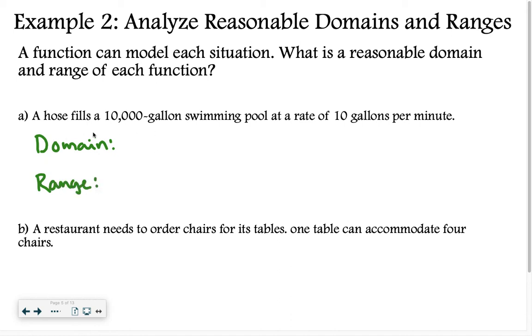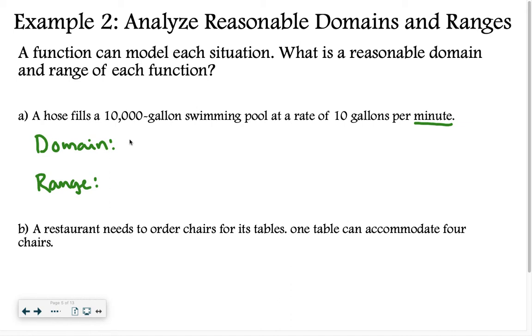So if I think about a hose that fills a 10,000 gallon swimming pool at a rate of 10 gallons per minute, I know that anytime I see time, in this case minutes, or if you have something that has to do with hours, days, or years, that is always going to be your domain. So in this example, the hose fills a 10,000 gallon pool at a rate of 10 gallons per minute.